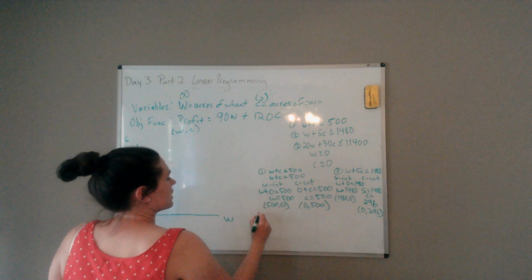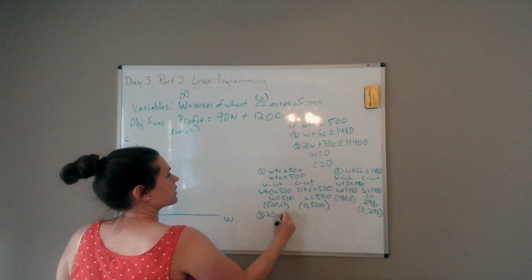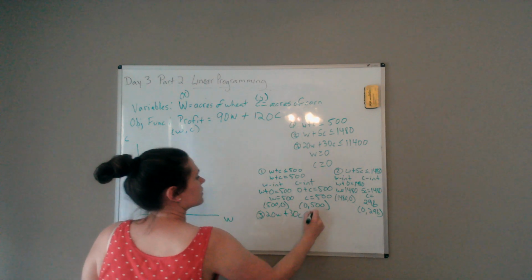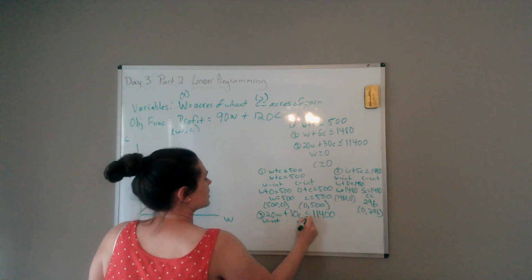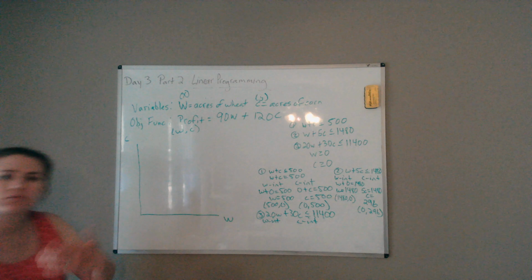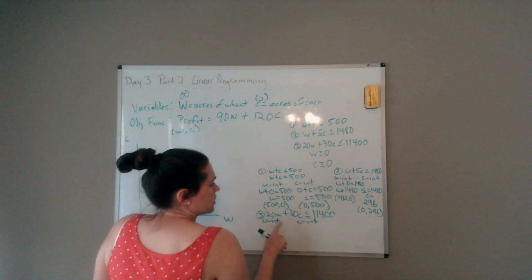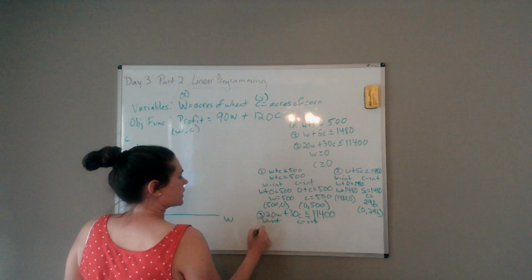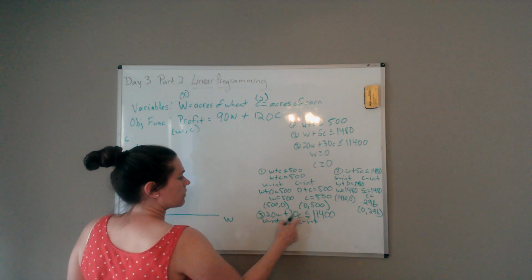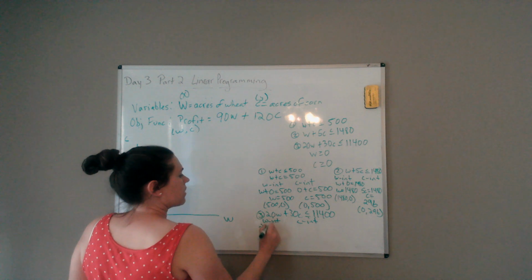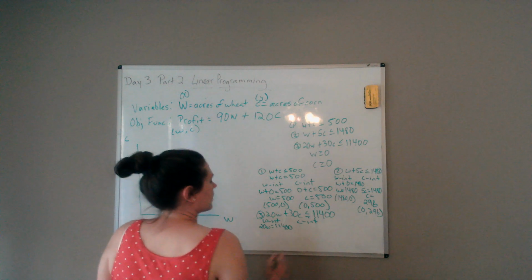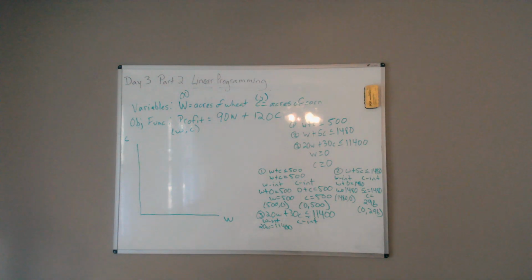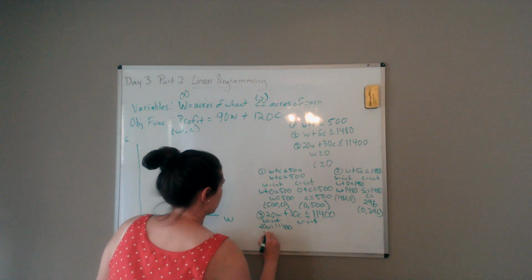And number 3 is 20W plus 30C is less than or equal to 11,400. So we want our W-intercept of the boundary and our C-intercept, because this is standard form, so how's the best way to graph this thing? So we've got 20W plus, that's going to be 0, right? 30C becomes 0, so 20W plus 0 equals 11,400. Okay, we divide that, and that gives us 570.